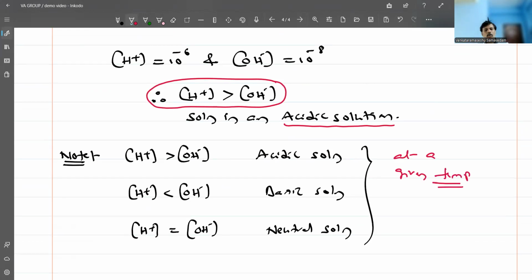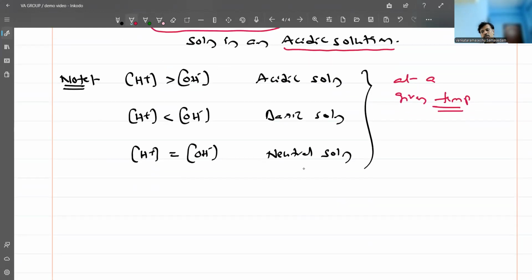So H plus is equal to OH minus, H plus less than OH minus, H plus greater than OH minus ions. H plus greater than OH minus ion: acidic solution. H plus less than OH minus ion: basic solution. H plus is equal to OH minus ions concentration: then finally the solution is said to be neutral.